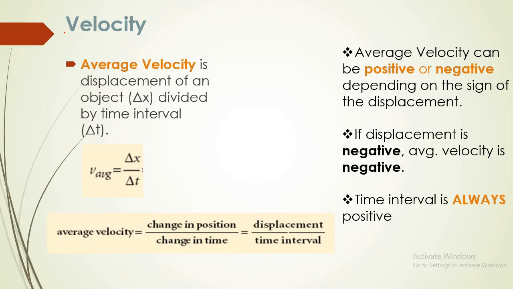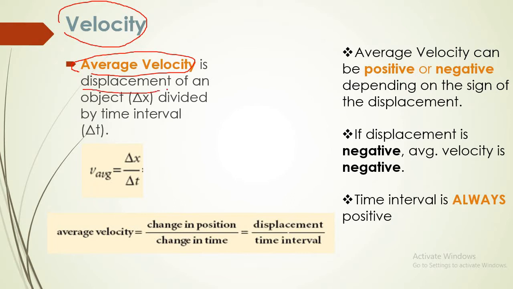We should know the meaning of velocity and also the meaning of average velocity. What's meant by average velocity? Average velocity is the displacement of an object divided by time interval. So average velocity means displacement of an object divided by time interval.